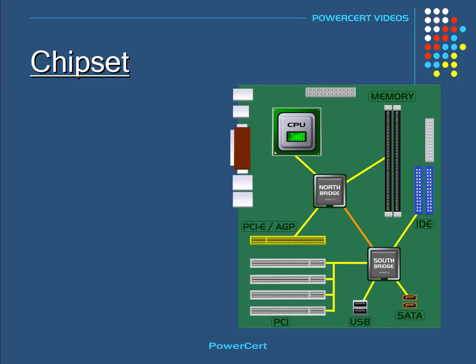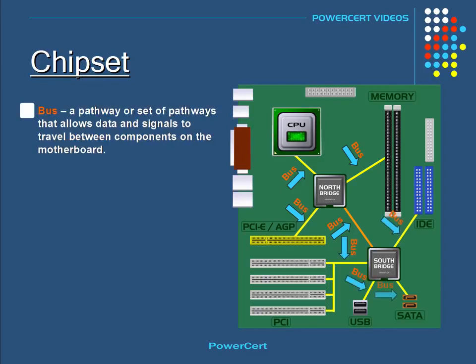Now both the North and South Bridge make these connections to various parts of the motherboard using pathways called a bus. And a bus is simply a set of pathways that allows data and signals to travel between components on the motherboard. The motherboard contains several kinds of buses that vary in speed and bandwidth.